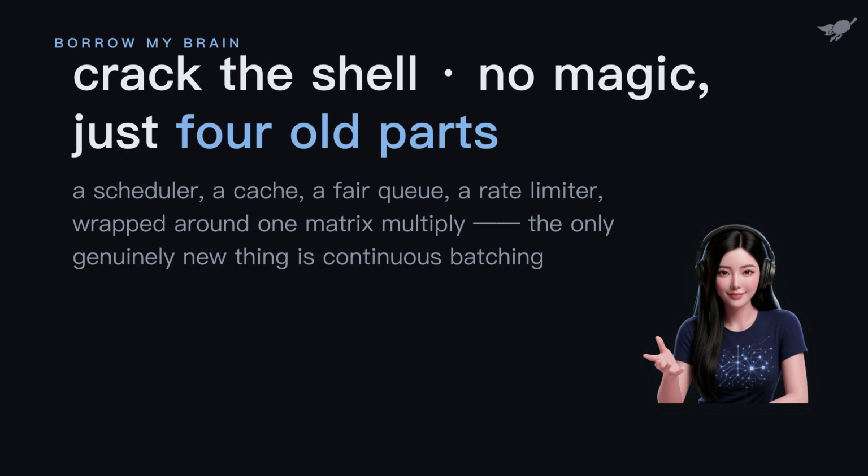A batch scheduler, a cache, a fair queue, and a rate limiter. All wrapped around a single matrix multiply. Only one thing here is genuinely new. It's called continuous batching, and it's the first thing we'll dig into.